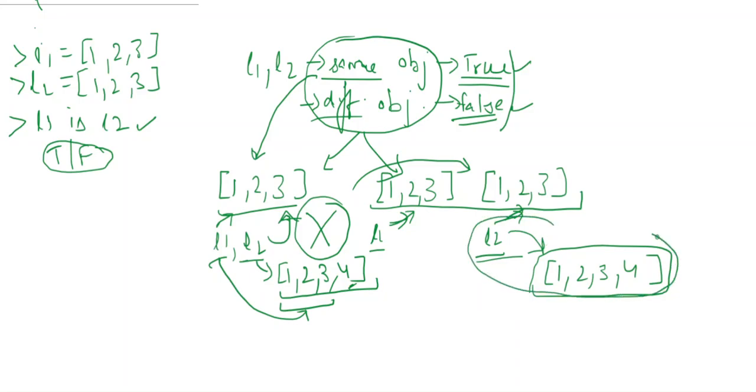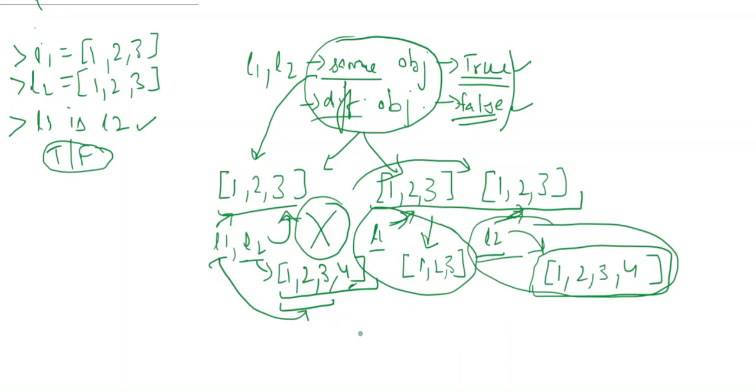So L2 is happy in this case, and since L1 is referring to an altogether different object than this one, L1 will still have only 3 elements as per its requirement, and L1 will also be happy in this case.